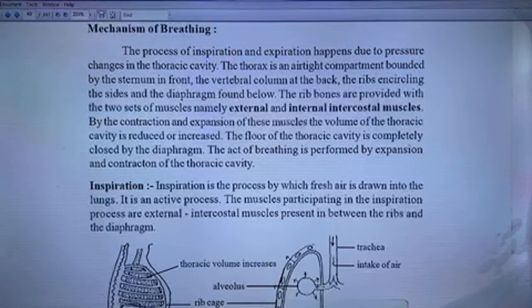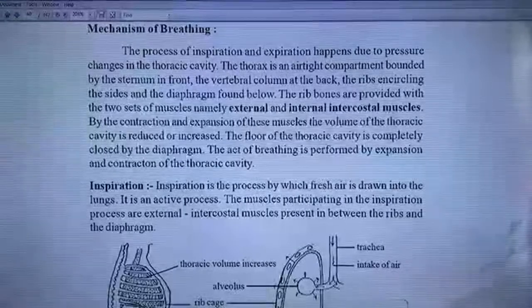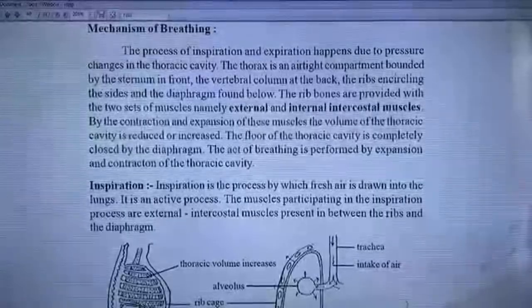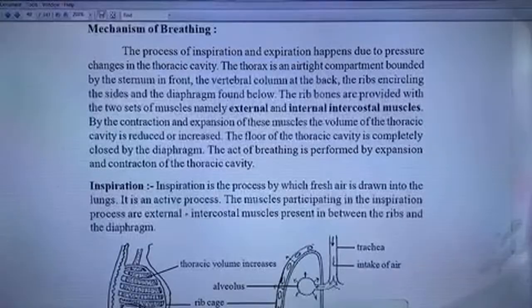The rib bones are provided with two sets of muscles, namely external and internal intercostal muscles. By the contraction and expansion of these muscles, the volume of the thoracic cavity is reduced or increased. The floor of the thoracic cavity is completely closed by the diaphragm. The act of breathing is performed by expansion and contraction of the thoracic cavity.